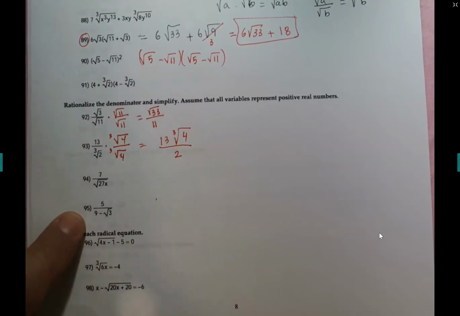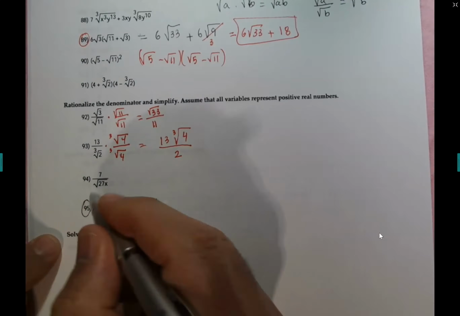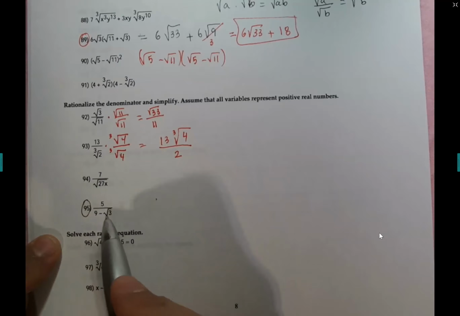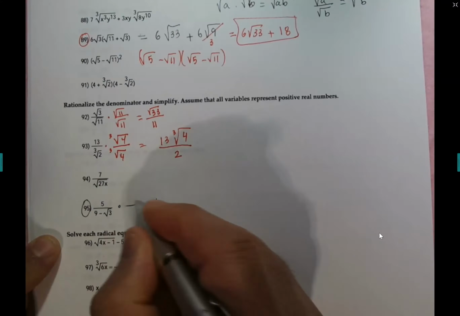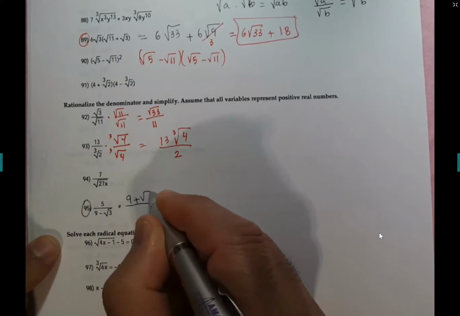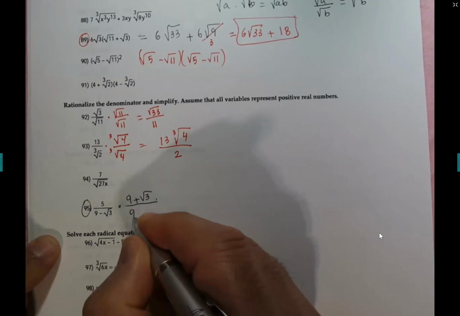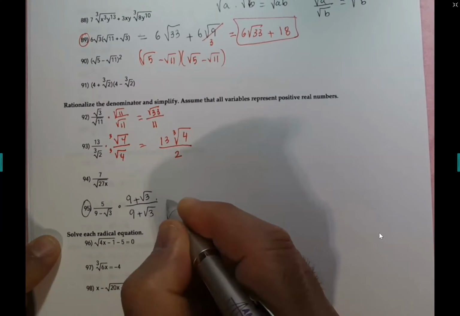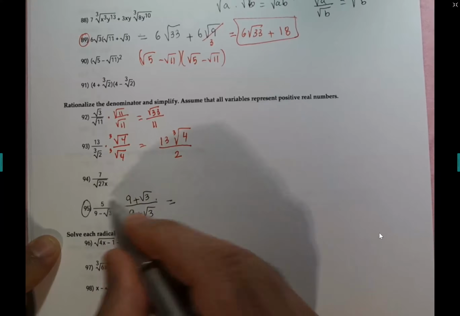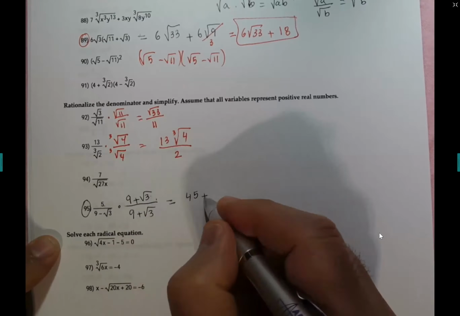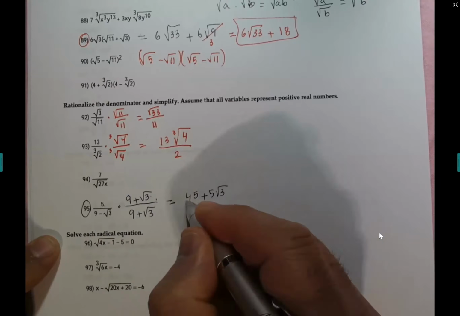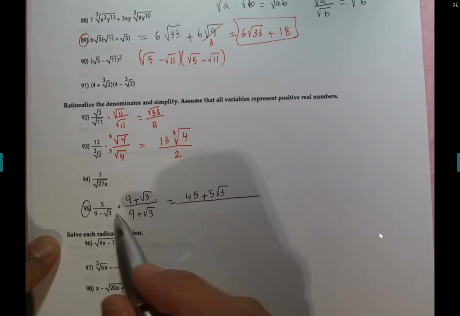So I'm going to do 95. If you have two terms, something like that in the denominator, you need to rationalize. You multiply the top and the bottom by the conjugate, which is 9 plus square root of 3. So you guys get 5 times 9, 45. 5 times square root of 3 plus 5 square root of 3. And let's do the bottom. You're going to see the bottom is going to be nice.